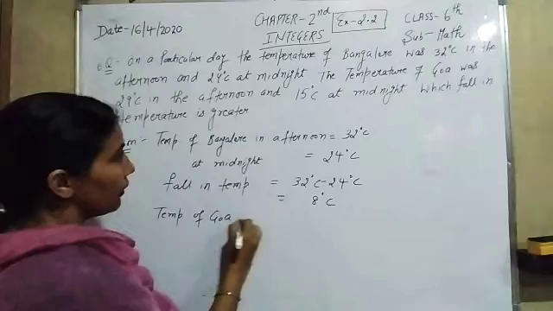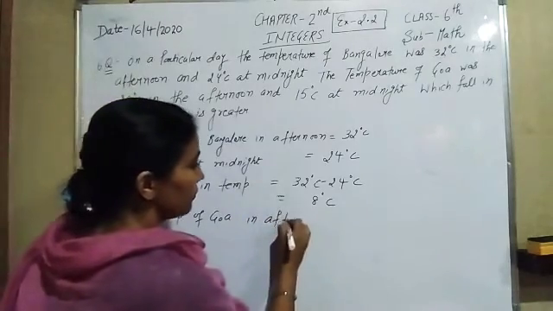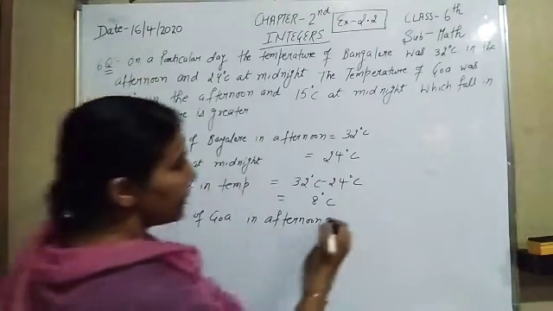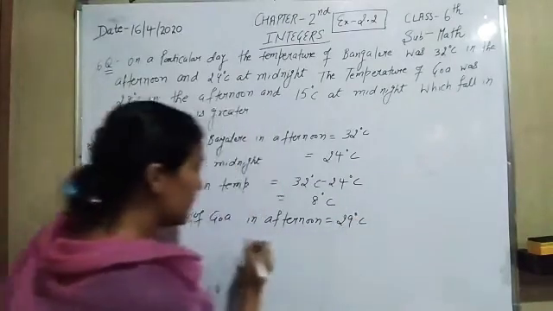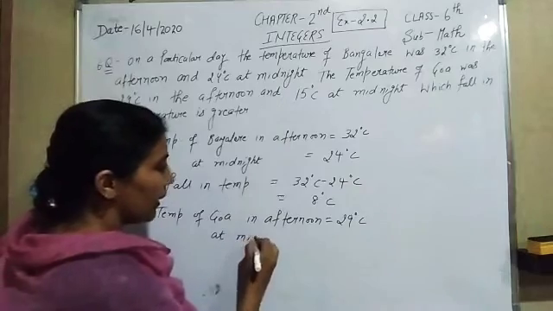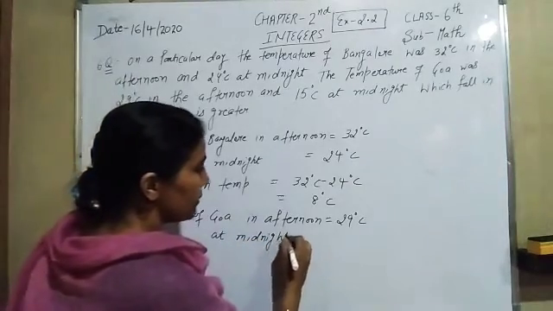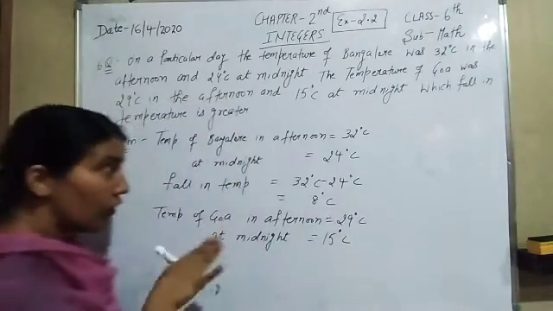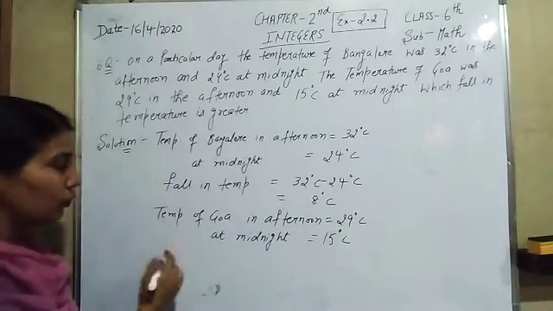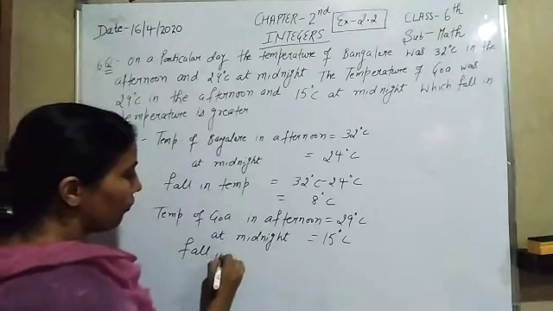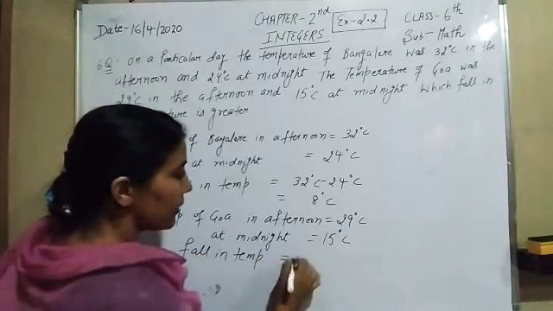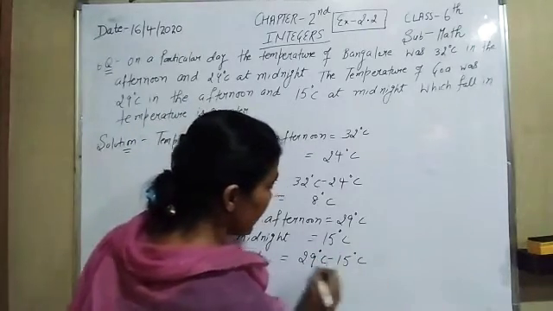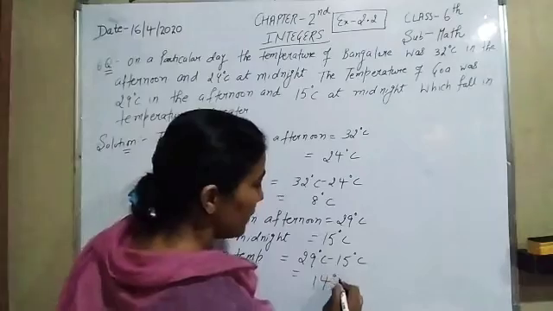of Goa in the afternoon, that is equal to 29 degrees Celsius. At midnight it is 15 degrees Celsius, and for the fall, that means we have to subtract the both. Fall in temperature is equal to 29 degrees Celsius minus 15 degrees Celsius, and it becomes 14 degrees Celsius.